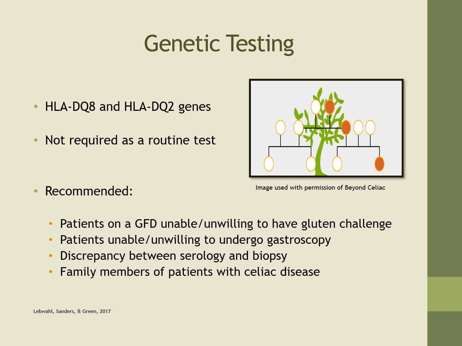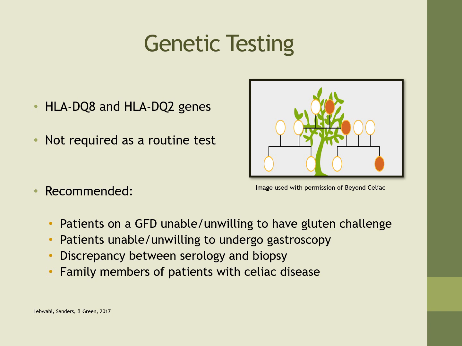Patients who cannot have gastroscopy or are unwilling to have gastroscopy should have genetic testing done. Another option for those patients is video capsule endoscopy. Genetic testing will be useful in situations where there is a discrepancy between serology and biopsy. For example, patients who have negative serology and ambiguous biopsy results, such as Marsh 1 or Marsh 2.